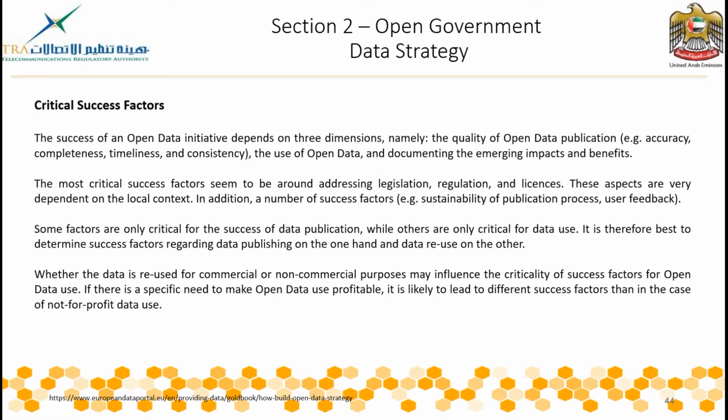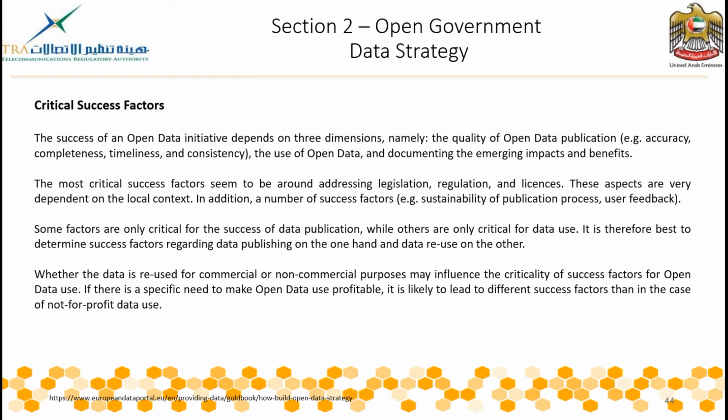The success of an open data initiative depends on three dimensions: the quality of open data publication, the use of open data, and documenting the emerging impacts and benefits. The most critical success factors seem to be around addressing legislation, regulation, and licenses. These aspects are very dependent on the local context. In addition, a number of success factors are sustainability of publication process and user feedback. Some factors are only critical for the success of data publication, while others are only critical for data use.